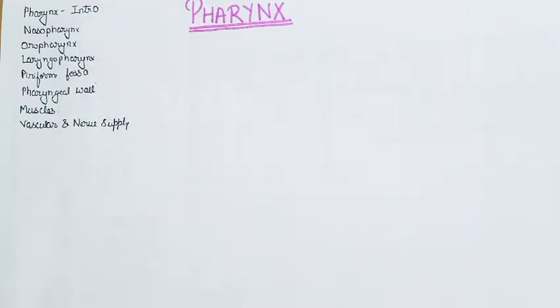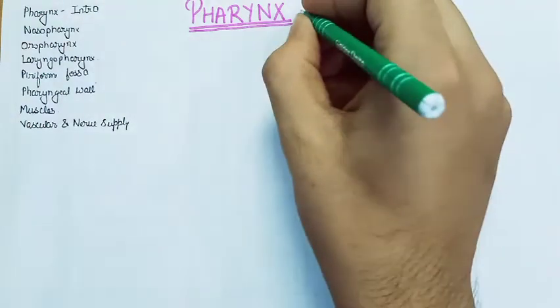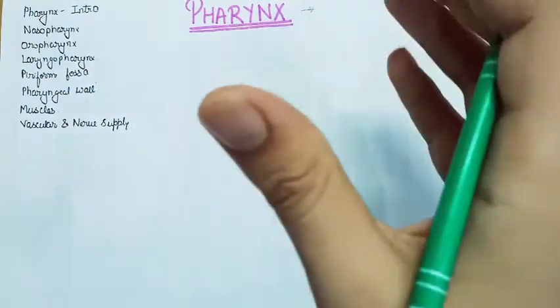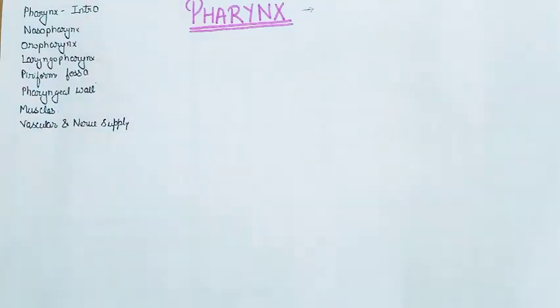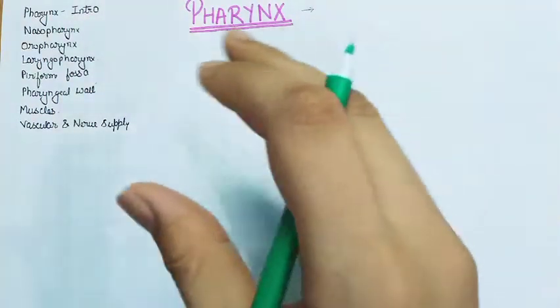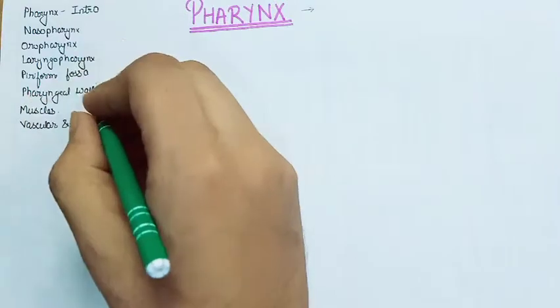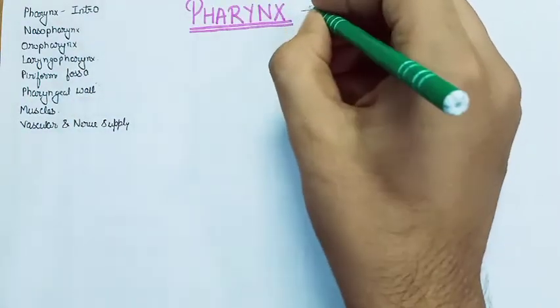So what is the pharynx? The pharynx is actually a fibromuscular tube. It means it's just a tube which is made up of muscles and some fibrous part. We will see all the constituents of the pharynx under the heading of the pharyngeal wall. But let's have an introduction first.